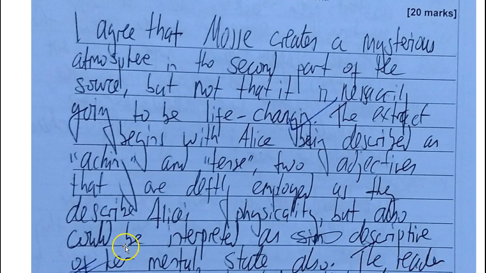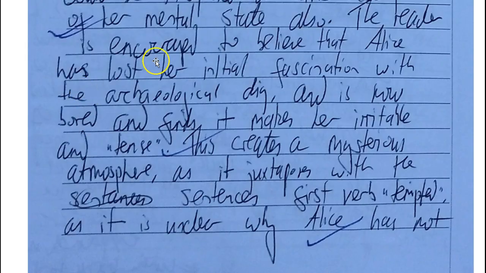Also, the reader, let's get to the next page, is encouraged to believe that Alice has lost her initial fascination with the archaeological dig and is now bored and finds it makes her irritable and tense. This creates a mysterious atmosphere as it juxtaposes with the sentence's first verb, tempted, as it is unclear why Alice has not. Well, before we get to that, notice the embedded quotations, single words put in.